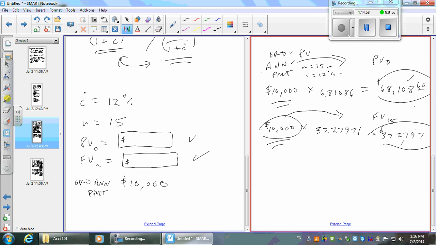What's going to be hard? Figuring out when you get the cash, or when you pay out the cash. Am I getting it or paying it out? Figuring out the number of periods is going to be hard, right? And figuring out the discount rate is going to be hard. That's true in real life.